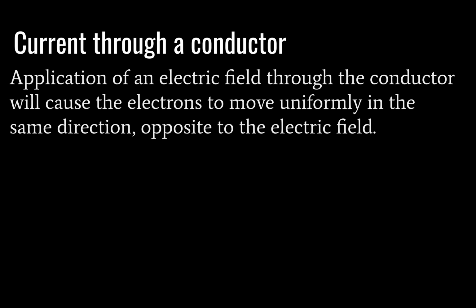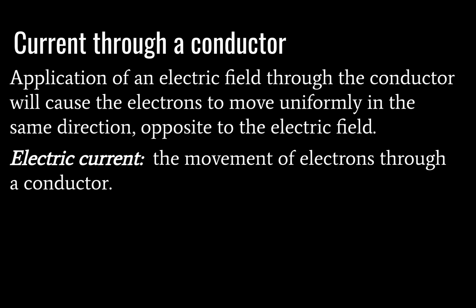Okay, so how do we get current then? Easy. We apply an electric field to the conductor, and that causes the electrons to move uniformly in the same direction, and they move opposite to the electric field direction. Okay, we'll look at that a little bit more later because it's kind of an important point.